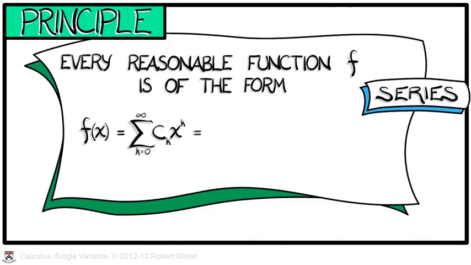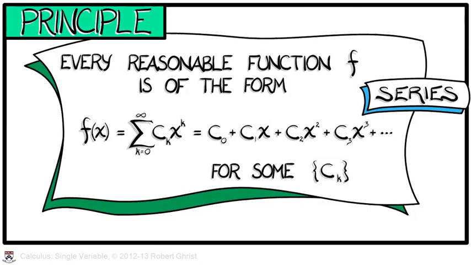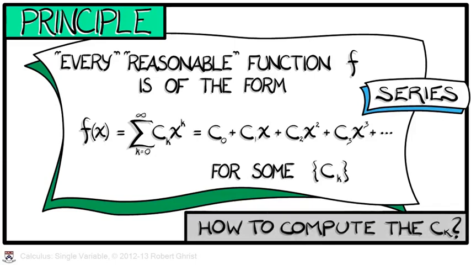We're going to work under the assumption that every reasonable function can be expressed in the form of a series as a constant plus some other constant times x plus a third constant times x squared, etc., for some collection of constants. Now, of course, strictly speaking, this is not true. We need to be careful about what we mean by every and reasonable. For the moment, let's pretend that this is true and see where it gets us. We are first led to the question, how do we figure out or compute these coefficients?